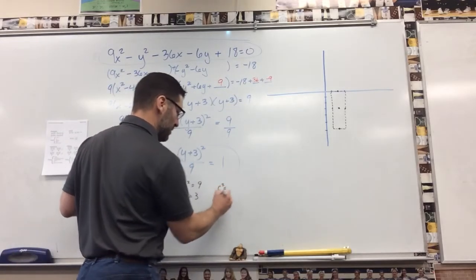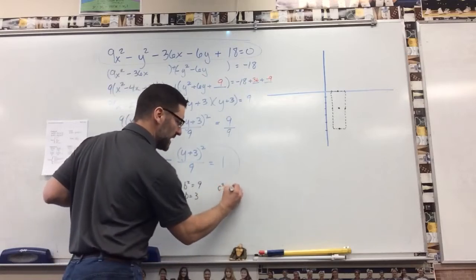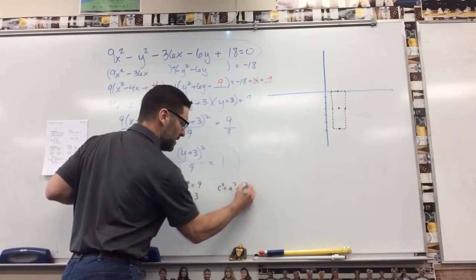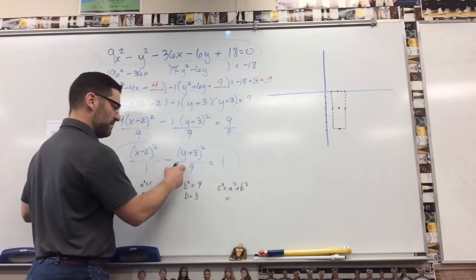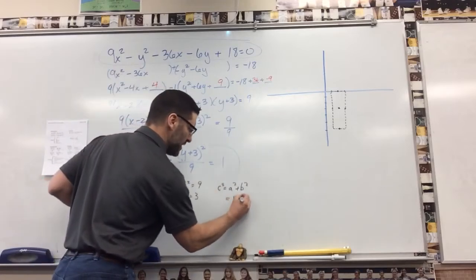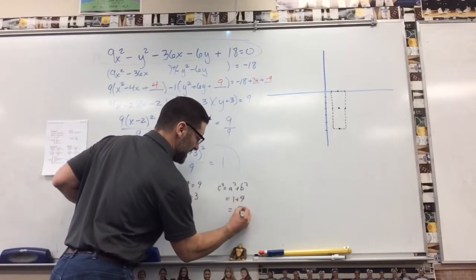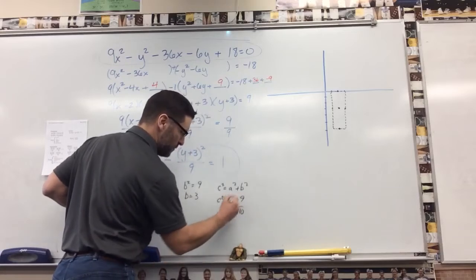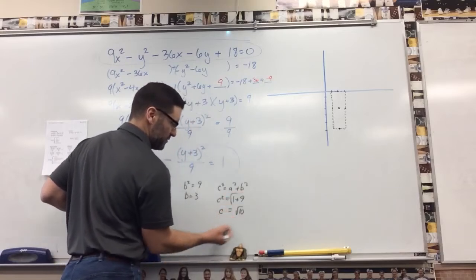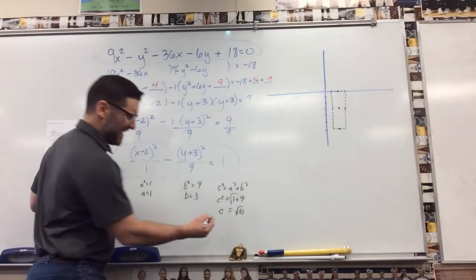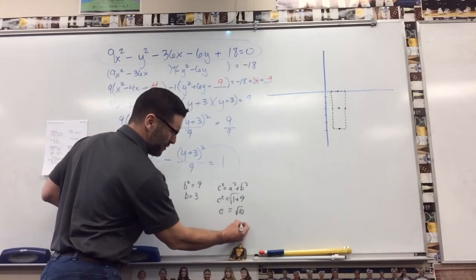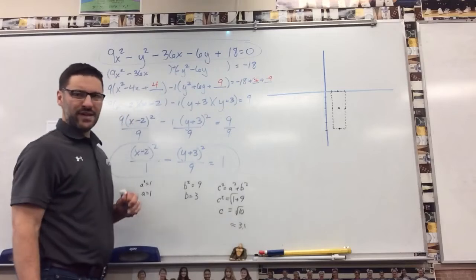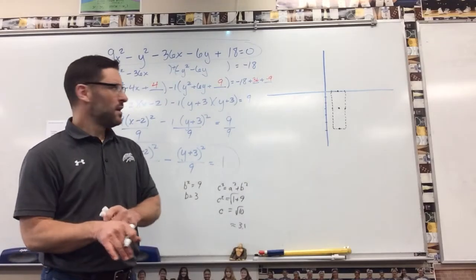The equation for a hyperbola was c squared equals a squared plus b squared. My a squared value is 1, my b squared value was 9. 1 plus 9, that's radical 10. That's my c squared, so my c value is root 10. And really that's like 3.1-ish. I'm probably not perfect there, but it's close to 3.1.